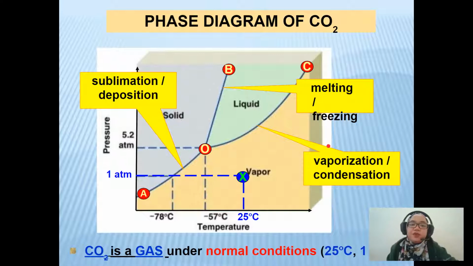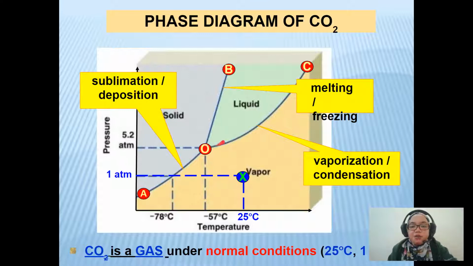So now let's look at the phase diagram of carbon dioxide. If we look at the phase diagram of carbon dioxide, the solid-liquid equilibrium line is slanted to the right, which means this equilibrium line has a positive slope. This solid-liquid equilibrium line, line O to B, is the melting or freezing point. This is where the solid and liquid exist in equilibrium.